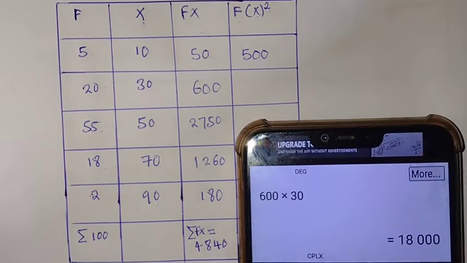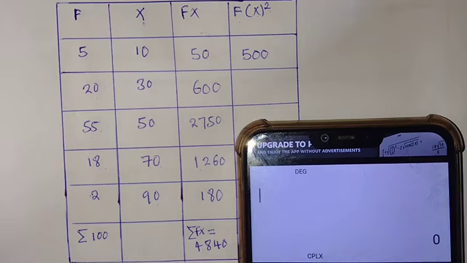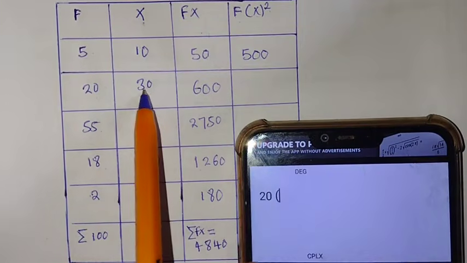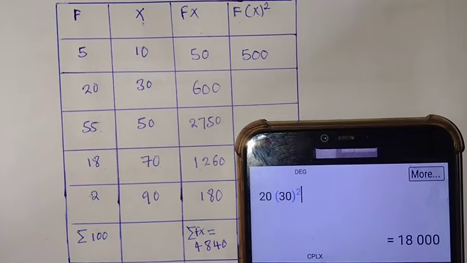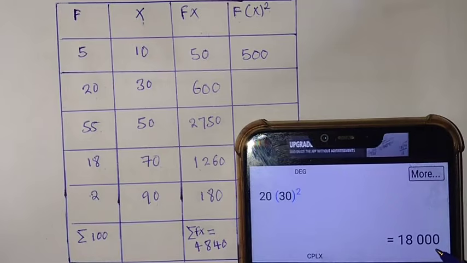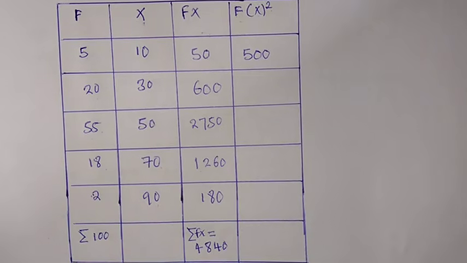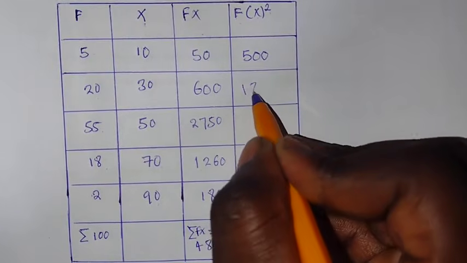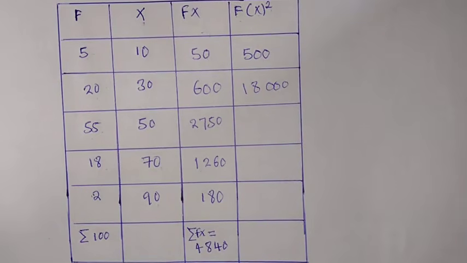If you don't want this, you just follow what they are saying, f times x squared. Which one is our f? It's 20. So you write 20 in brackets, x. Now this x is squared, so you put a 30 in brackets, then you square it. You still get the same value, which is 18,000. So it's up to you. You can use this one or the other one. So here you get 18,000.